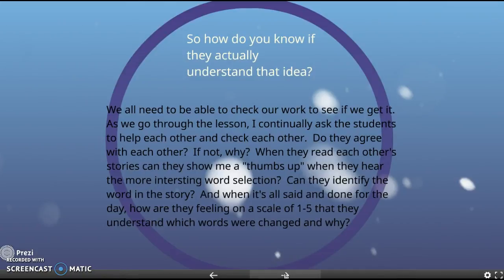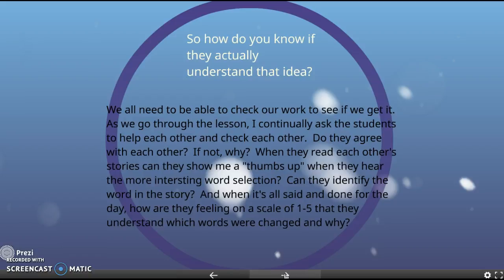So, how do you know if they actually understand that idea? How do you know if they've got it? We all need to be able to check our work to see if we get it. As we go through the lesson, I continually ask the students to help each other and check each other. Do they agree with each other? And if not, then why?